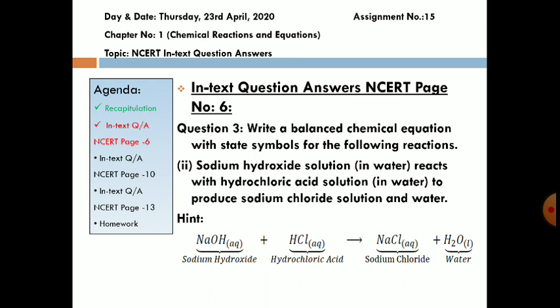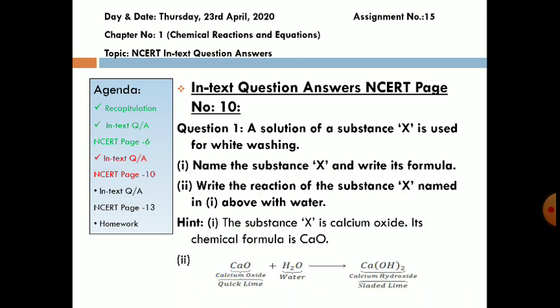Now coming to page number 10, the first question is: a solution of a substance X is used for whitewashing. Name the substance X and write its formula. Write the reaction of substance X named in question number 1 with water.